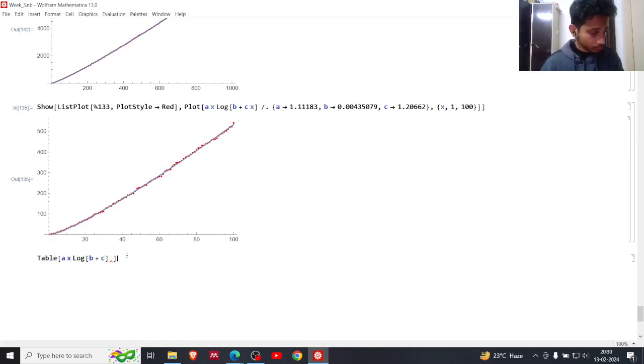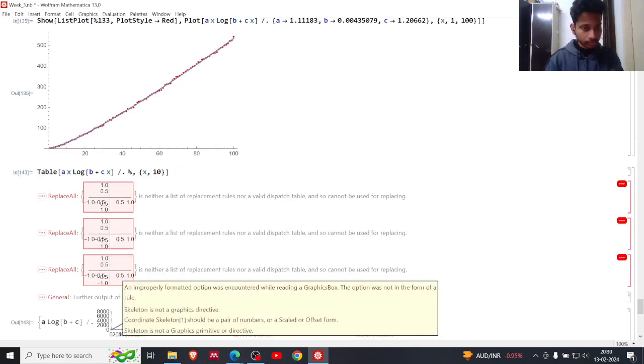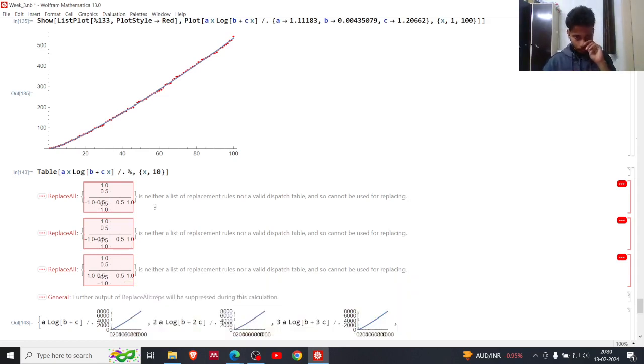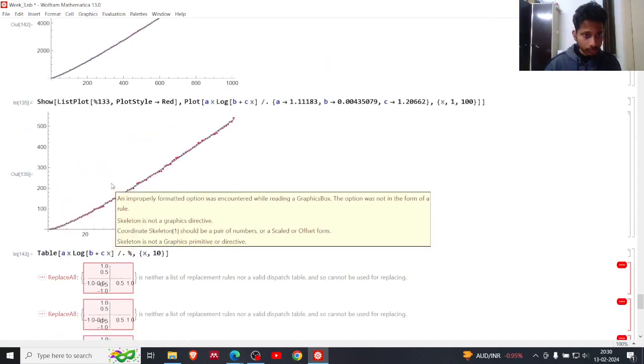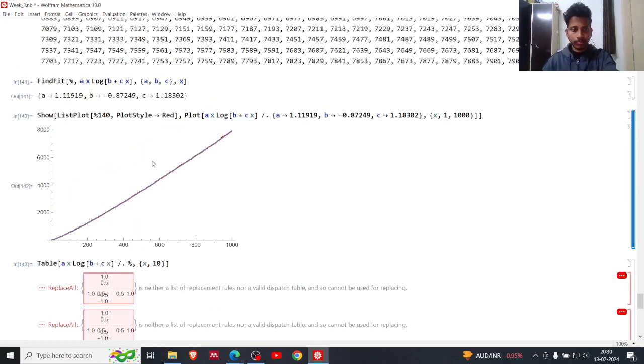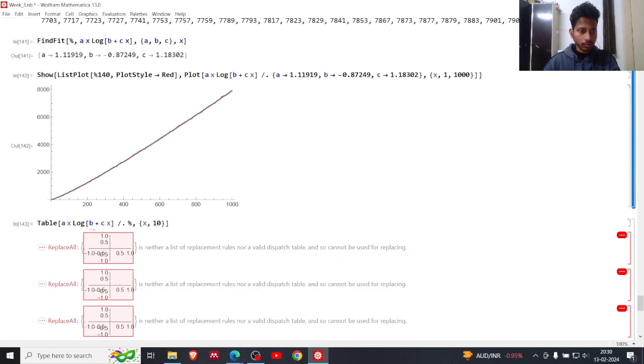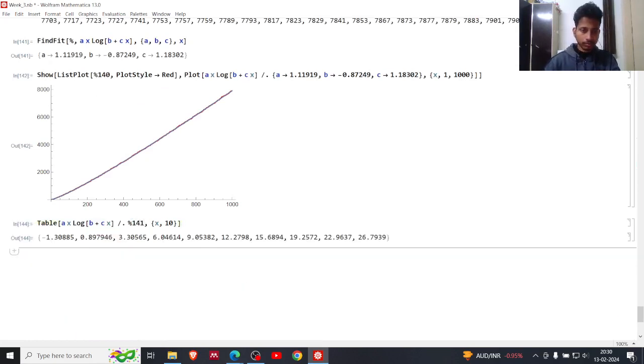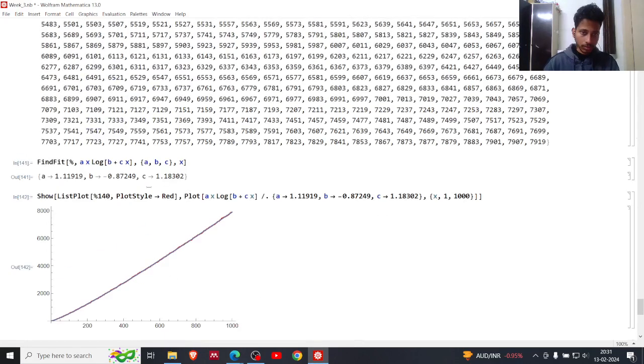Okay, now Table a x log p plus c x, percentage, x comma 10, percentage 1 4. Yeah. So these are the values using this fit.